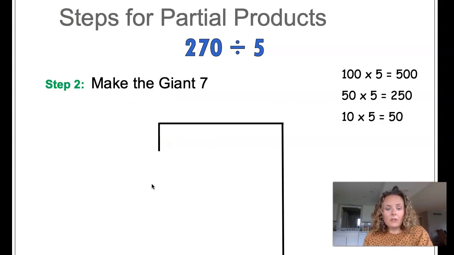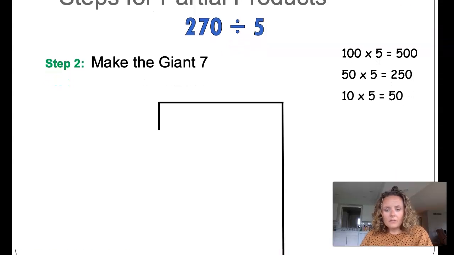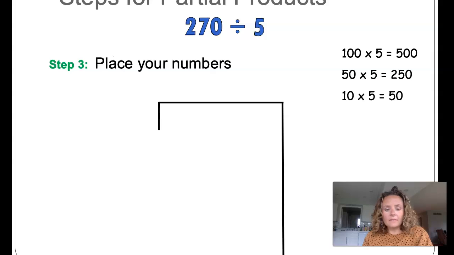Okay, here we go. So we're going to make the giant 7, just like this. Bring this down a bit, if I can here. There we go. We've got our facts that are going to help us off to the side. So let's place our numbers now. So we're going to place our divisor of 5. Do this with me on your paper. We're going to place our dividend of 270.